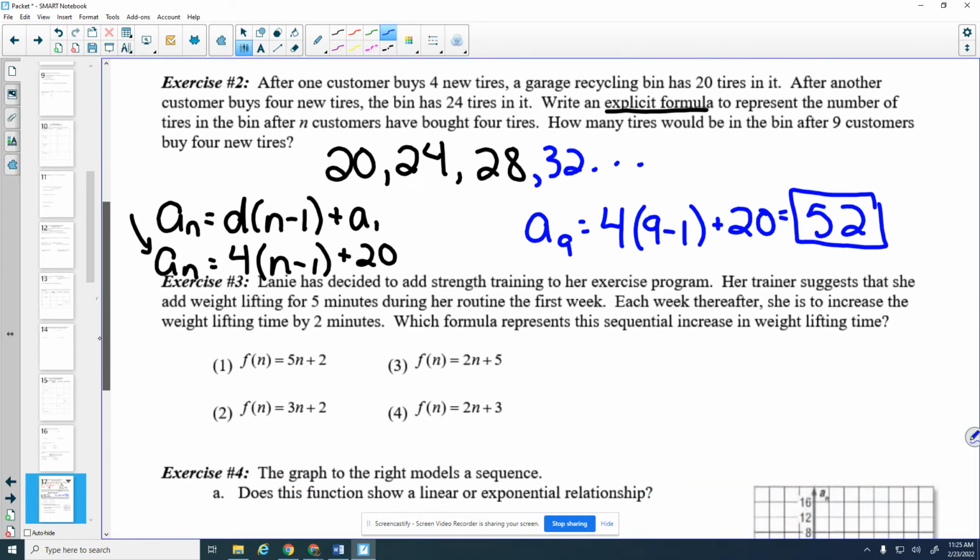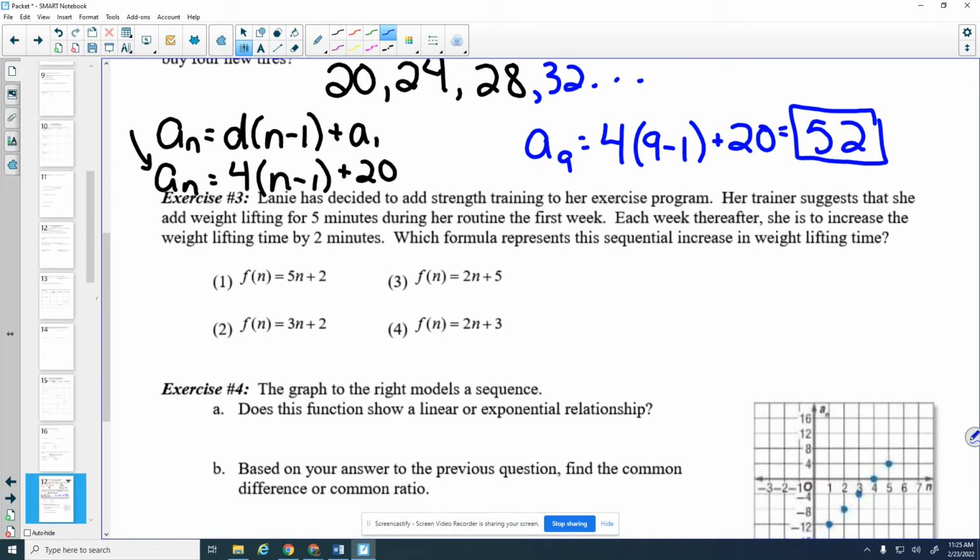So let's look at the next one. This one is a little tricky. It says, Lainey has decided to add strength training to her exercise program. Her trainer suggests that she add weightlifting for 5 minutes during her routine the first week. So we're starting with a 5. And each week after, she is going to increase the weightlifting time by 2 minutes. So that means her second value will be 7. Her third value will be 9, or I could write it as a list like that.